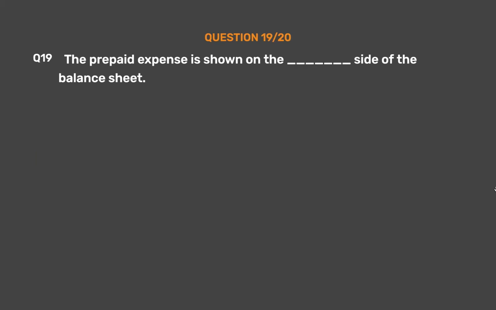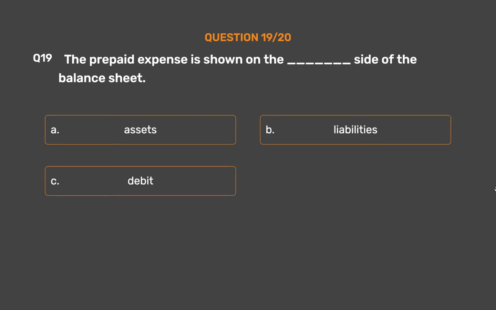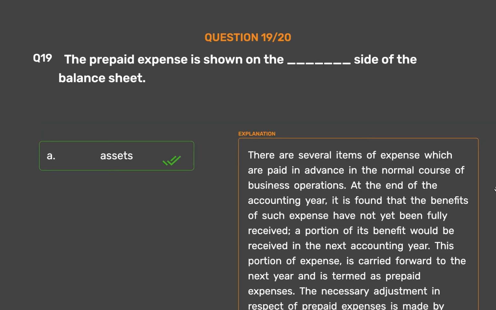Question number 19. The prepaid expense is shown on the underscore side of the balance sheet. Option A, assets. Option B, liabilities. Option C, debit. Option D, credit. The correct answer is option A, assets. There are several items of expense which are paid in advance in the normal course of business operations.